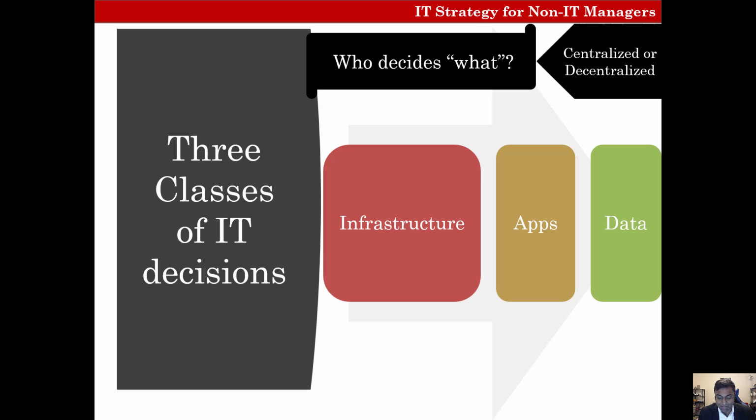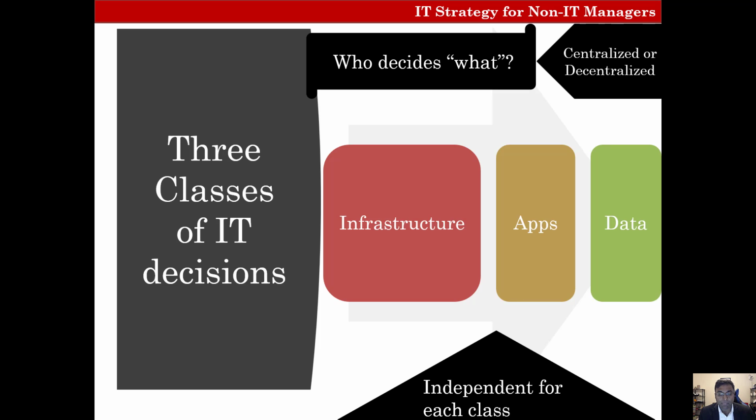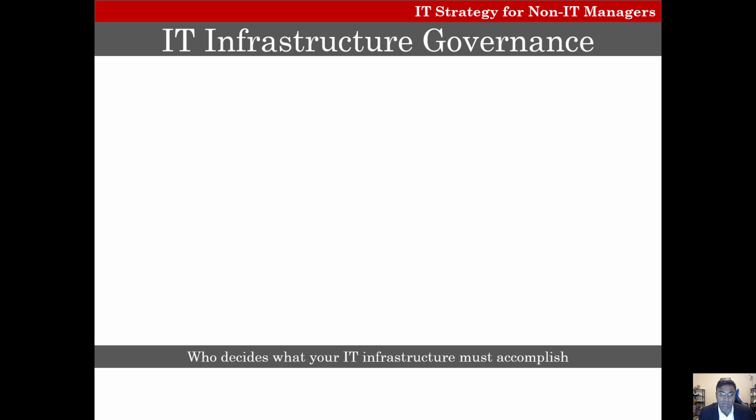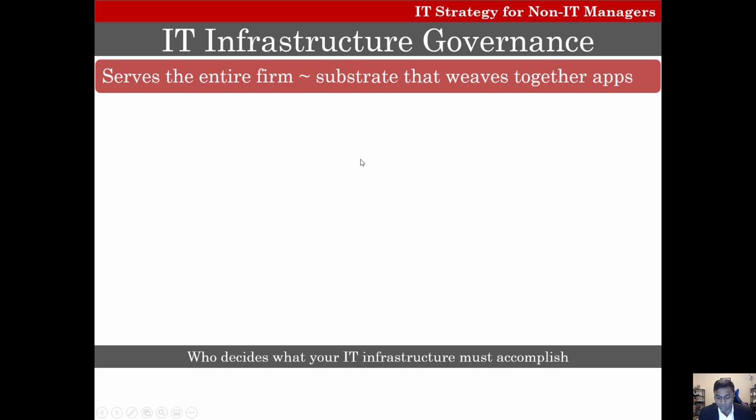A firm can independently assign each of these three classes of decision rights. So this section focuses on the decisions of what each class of IT assets should do. So let's look at infrastructure governance. IT infrastructure governance refers to whether your line function or IT unit is responsible for deciding what your IT infrastructure must accomplish. Infrastructure serves the entire firm and is not unique to each individual line function.